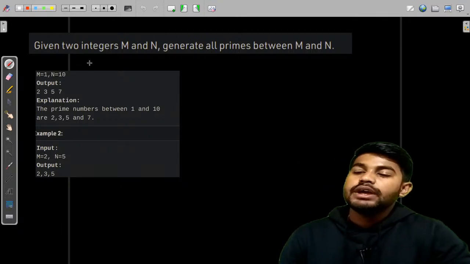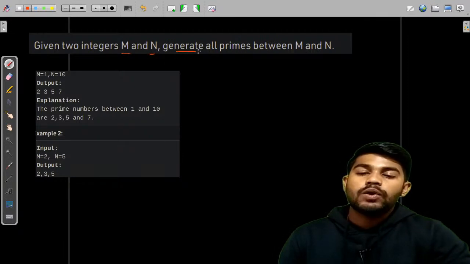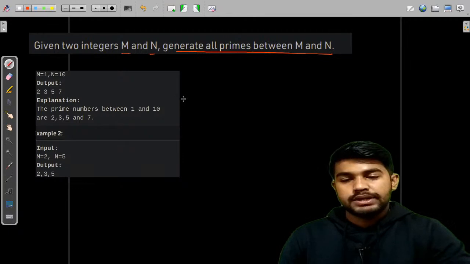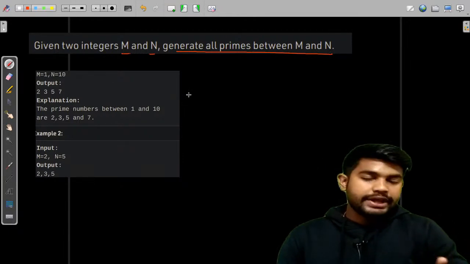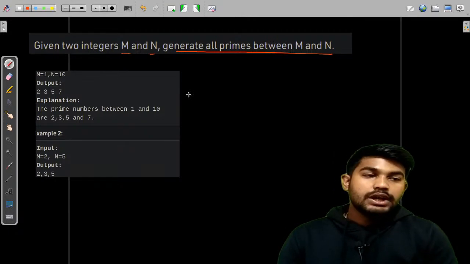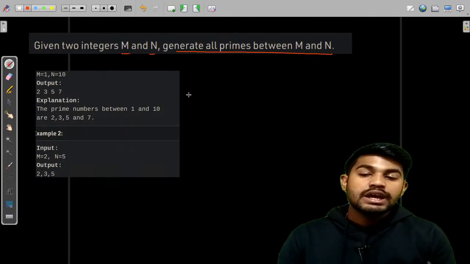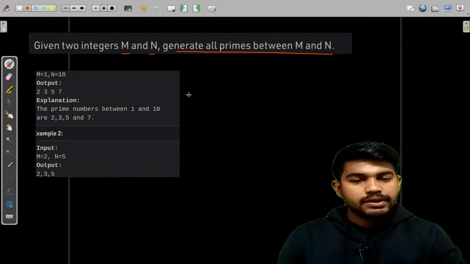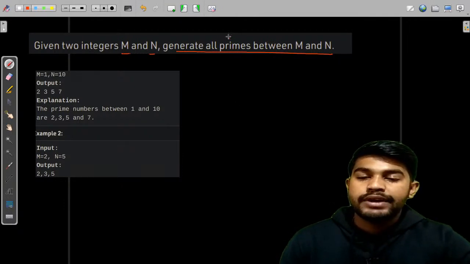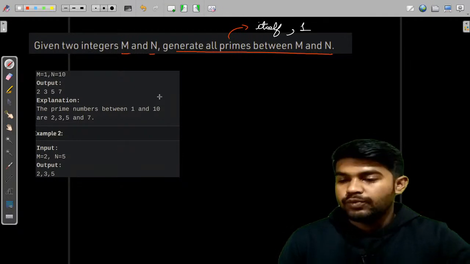What about you? So we are given two integers m and n, and you need to generate all prime numbers from m to n. Okay, so basically a range will be given and you have to tell all the prime numbers in between. Now what is a prime number? Prime number is a number which can't be divided by any number except itself and 1. Okay, so I would just write itself and 1. Itself and 1. Fair enough.